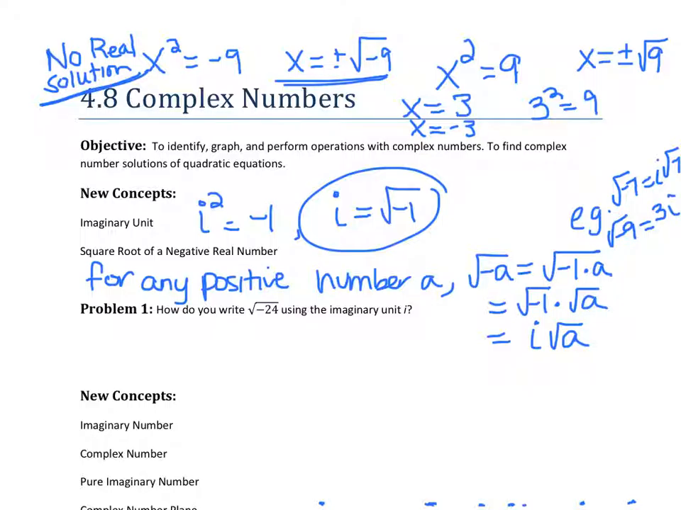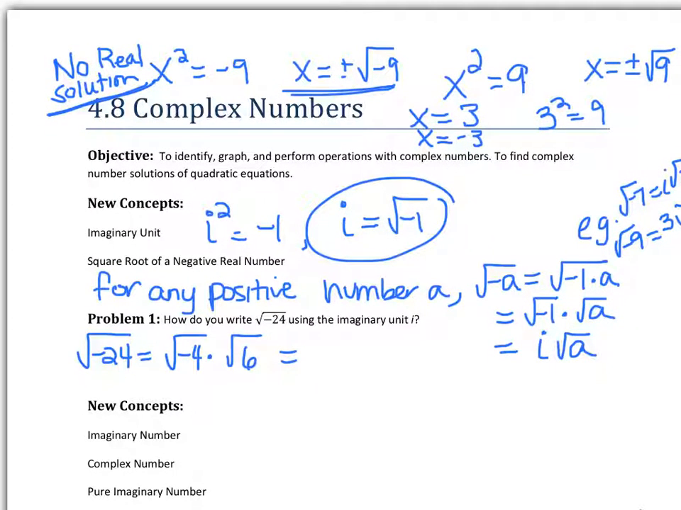Problem 1: how do you write the square root of negative 24 using the imaginary unit i? So we're going to break up the square root of negative 24 into the square root of negative 4 times the square root of 6. And then we're going to break down the square root of negative 4. And then we're going to have 2i square root of 6.